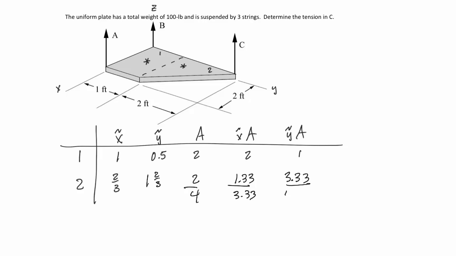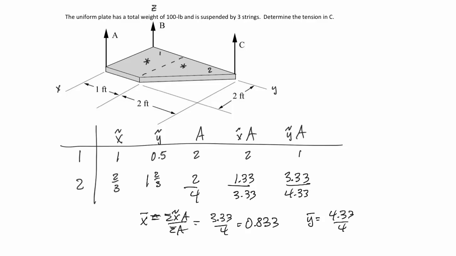All right, adding those together: 4, 3.33, and 4.33. Finding my x bar, x bar is the sum of x tilde area over the sum of the area. So that's equal to 3.33 over 4, which is equal to 0.833. And y bar is going to be equal to 4.33 over 4, which is equal to 1.083. All right, and those are feet.